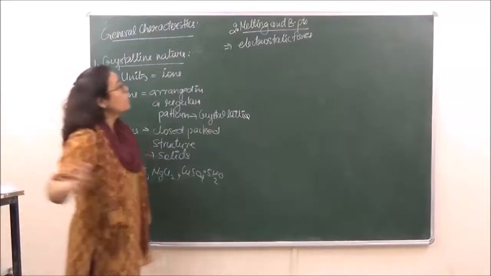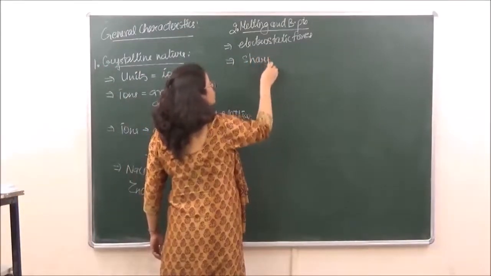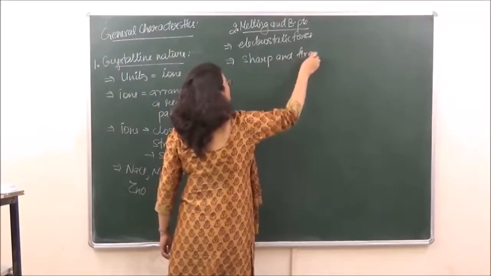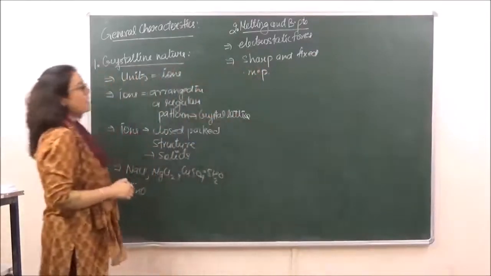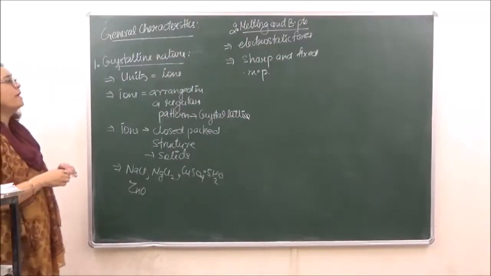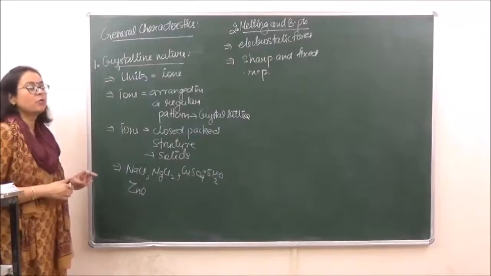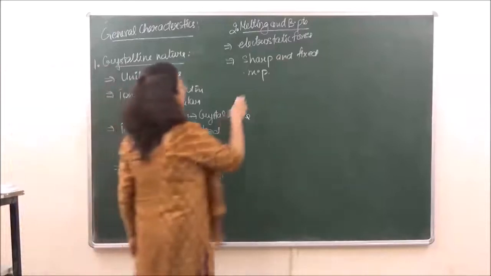And also one more thing, ionic compounds have sharp and fixed melting points. Every compound has its own melting point which cannot be altered until and unless there is some impurity present in it. Okay? Then third, they are hard and brittle.